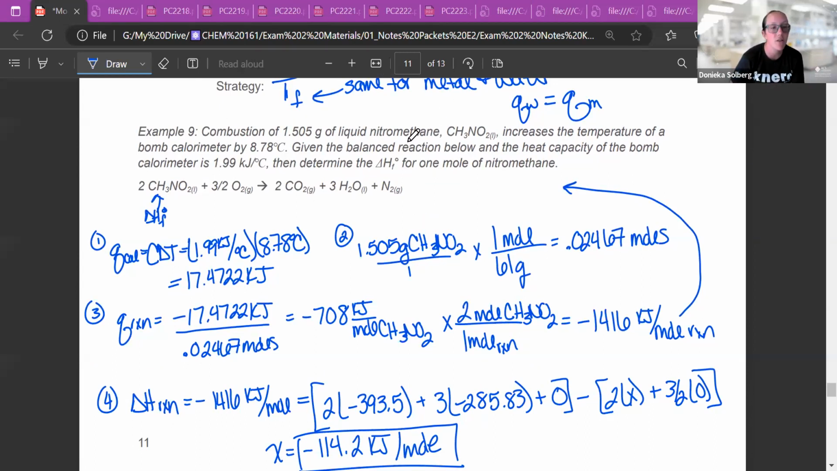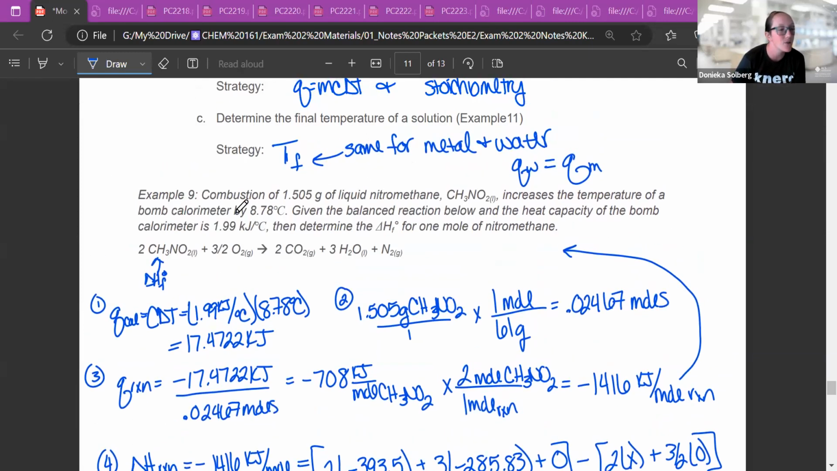I've got combustion of liquid nitromethane. So I'm reacting this, and it increases the temperature of a bomb calorimeter. So I've got a Q equals big C delta T equation. Given the balanced reaction below and the heat capacity of the bomb calorimeter is 1.99 kilojoules per degree Celsius, so that's big C, determine delta Hf for 1 mole of nitromethane. Well, anytime I've got big C, the only thing I can do is Q equals big C delta T. So I'm going to do that first.